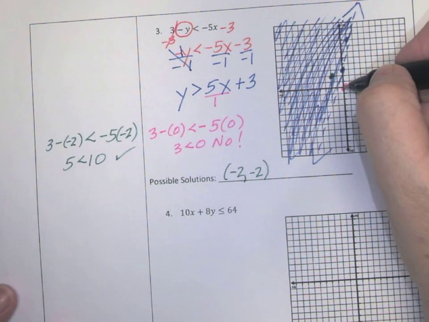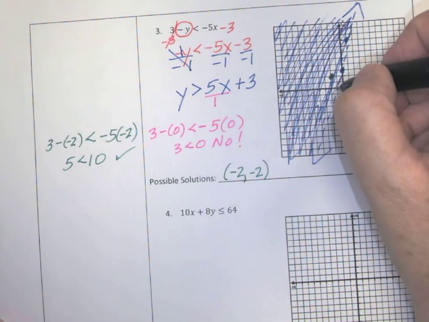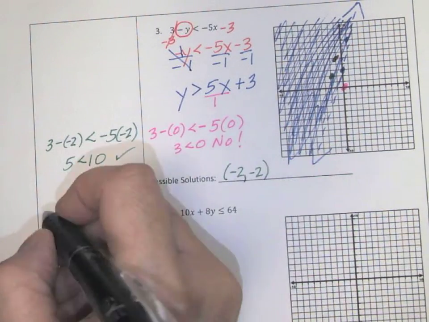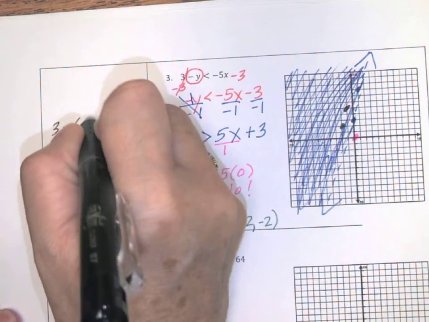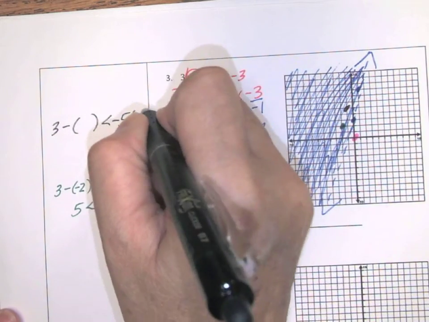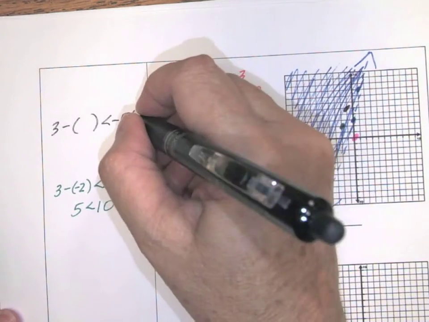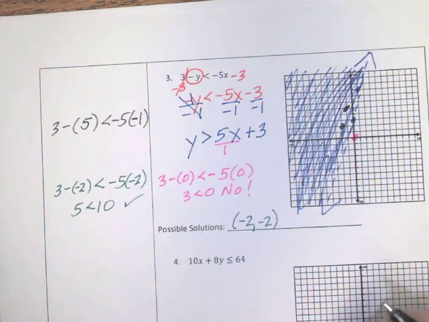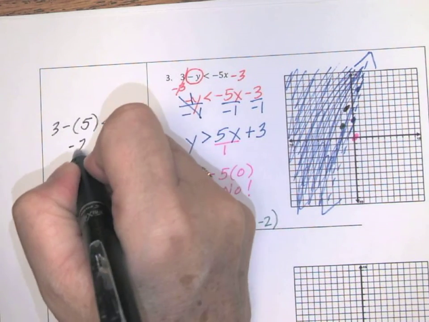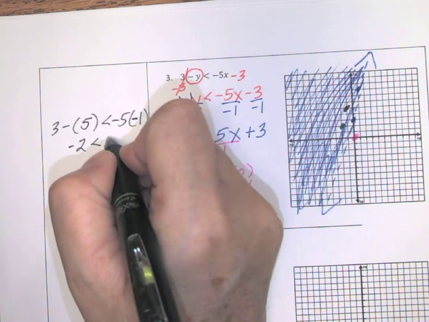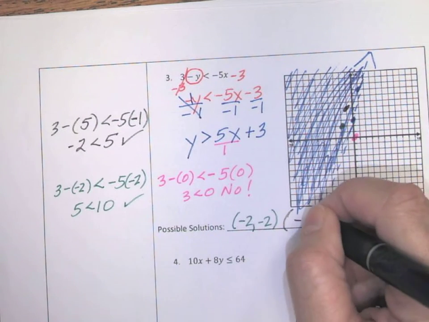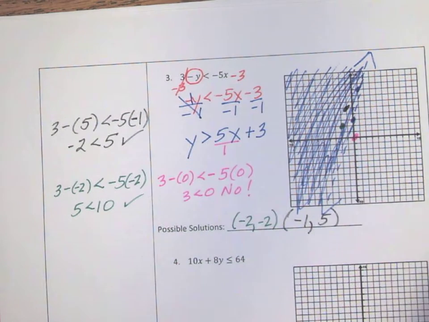Just to show you the math, let's do negative 1, 1, 2, 3, 4, 5. How's that? Negative 1, 5. So negative 1 goes where the x is, right there. I'm substituting for x. Negative 1, 5 goes where the y is. So now 3 minus 5 is negative 2. Negative 5 times negative 1 is positive 5. All negatives are less than positives. So yes, negative 2 is less than 5. So the point negative 1, 5 is a solution.